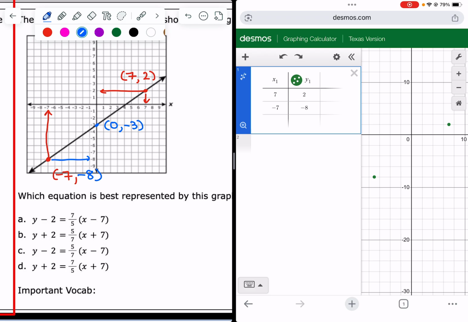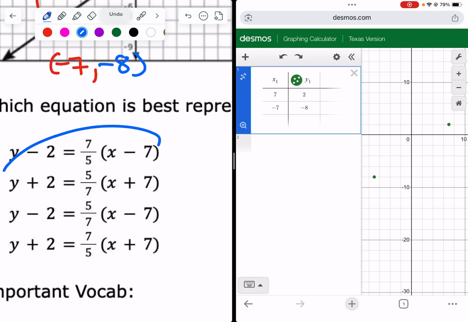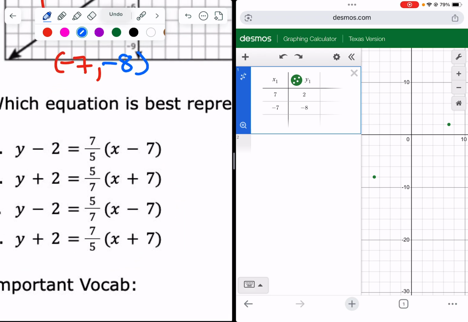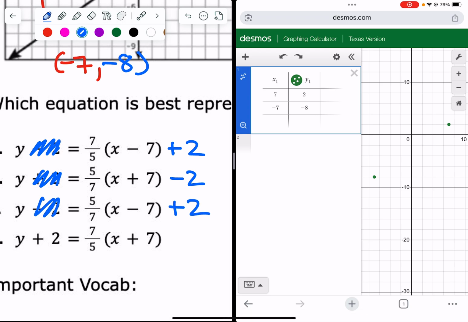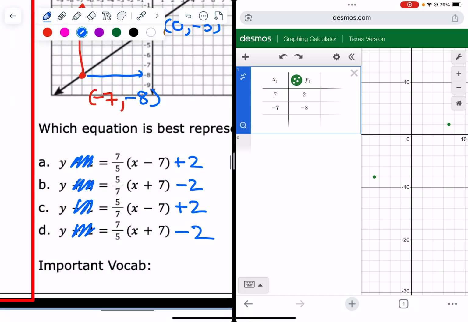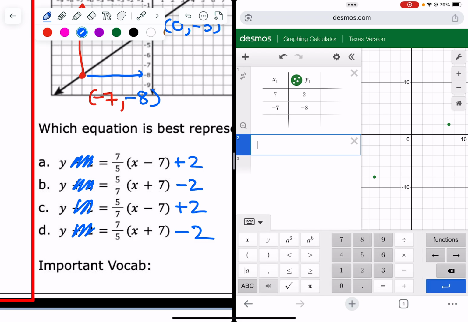So now I know that I can't graph these. We already know that. So what is the opposite of -2? +2. What is the opposite of +2? -2. Opposite of -2? +2. Opposite of +2? -2. So you're always doing the opposite to get rid of it, to move it to the other side to be able to graph. So I have y equals 7 over 5 x minus 5, or x minus 7, my bad, plus 2.